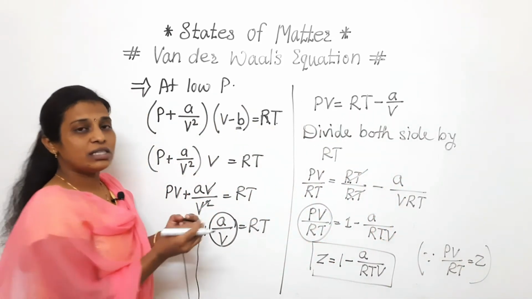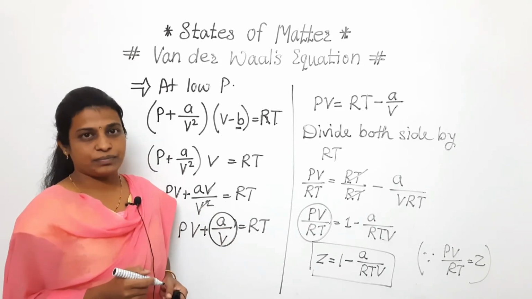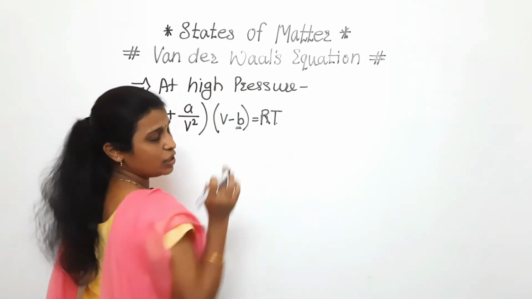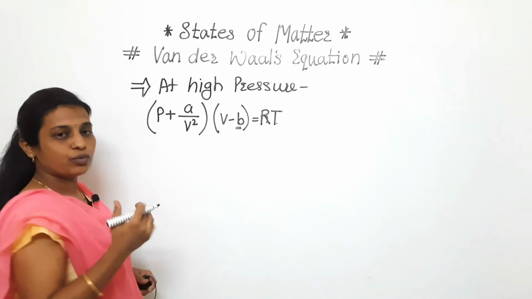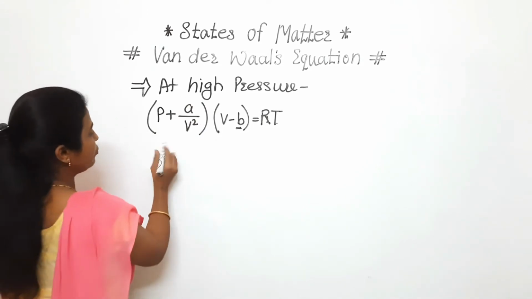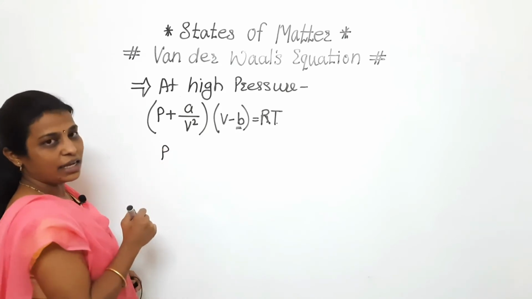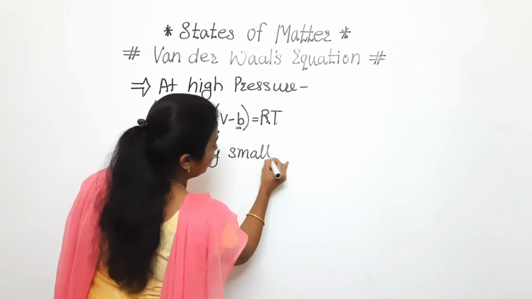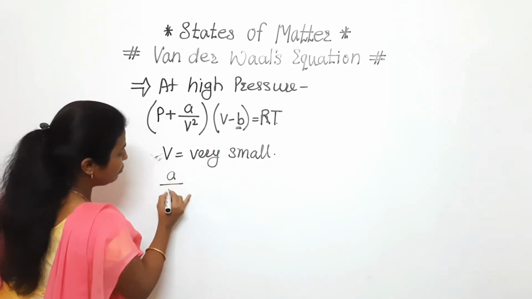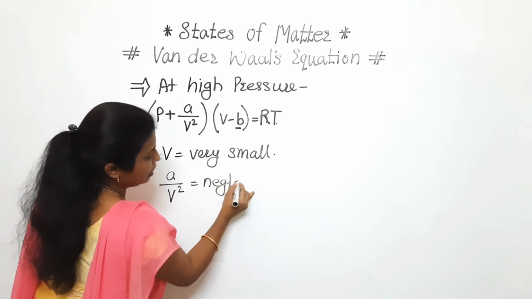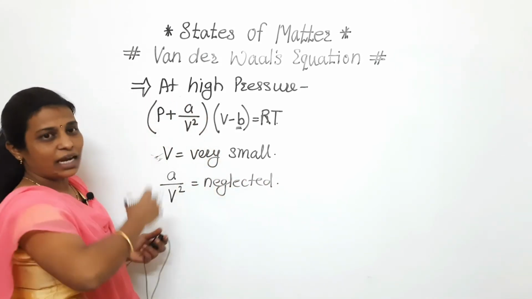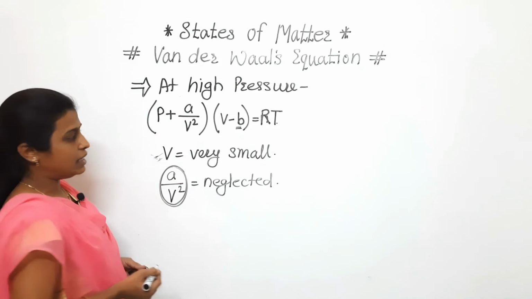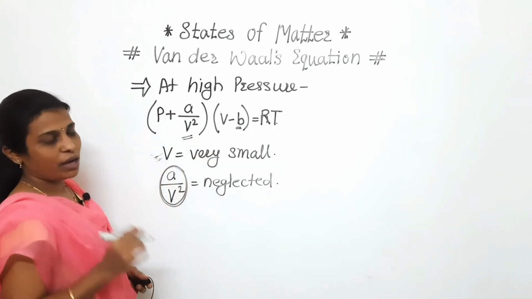Now we will discuss what the equation will be at high pressure. As we know our previous equation, that is the van der Waals equation, which is for 1 mole. If we consider it at high pressure, how will it be? If we consider a higher pressure, at that time volume will be very small. So A divided by V square is neglected because pressure is high. If pressure is that high, then that value A by V square is neglected, meaning no need to write that A by V square term.